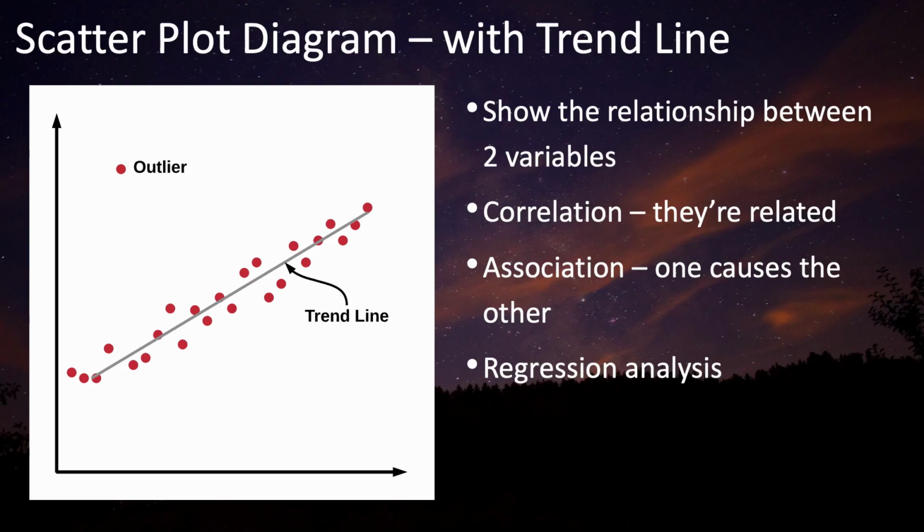In statistical terms, when two variables are related, it's called a correlation. And when you can show that one actually causes the other, then it's called an association. The process of determining if and how variables relate to one another is called regression analysis, which can include scatter plot diagrams as well as other tools.